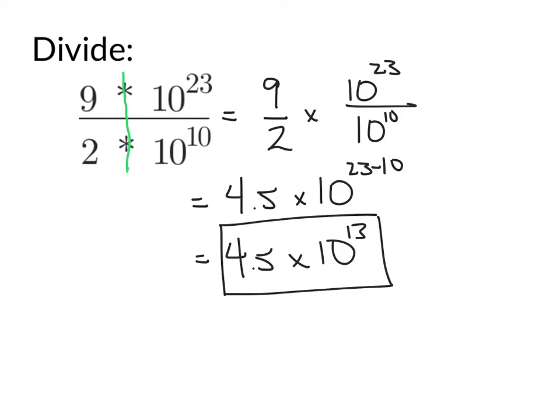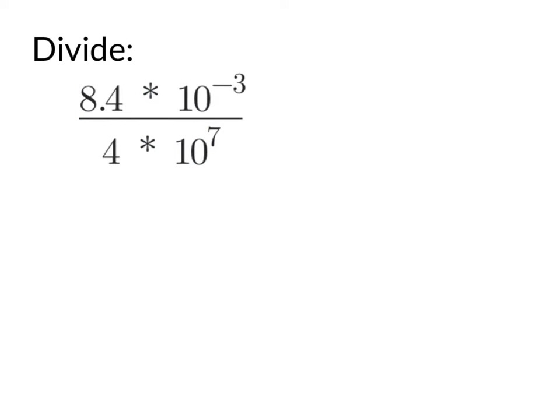Okay. So real quickly to review, what we did is just split the fraction into two pieces. We'll divide the first part, 9 divided by 2, and to get the power of 10, we take our two powers and subtract them. So let's do that here.